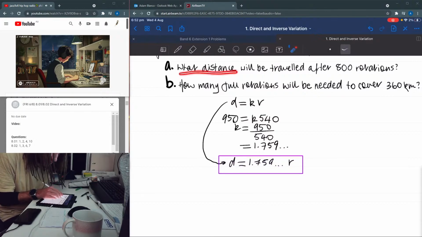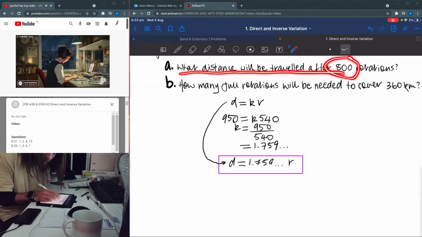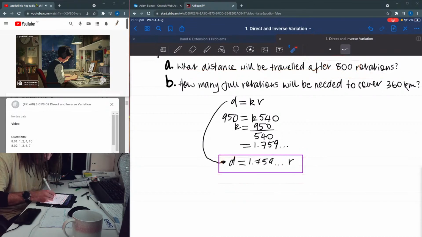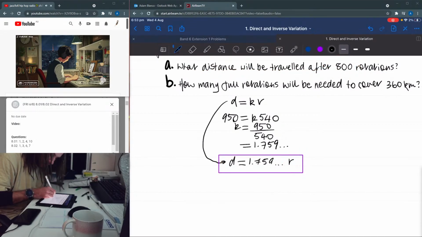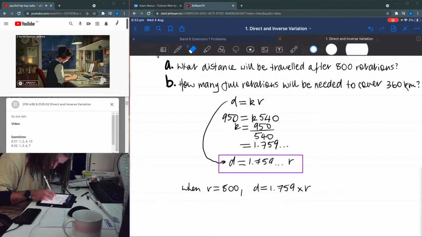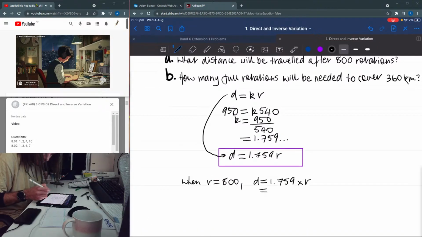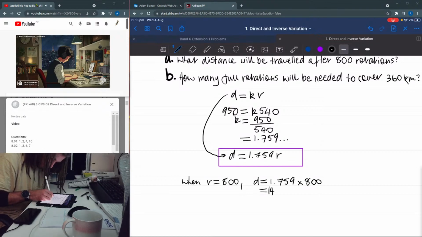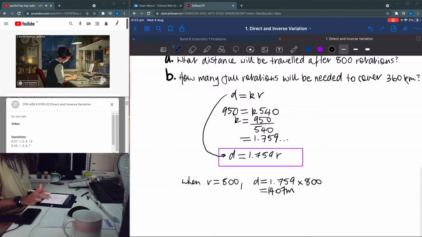It's asking me what distance will be traveled after 800 rotations. Now that I actually have an equation, I can start substituting into it. I know how many rotations there are. When r equals 800, d is equal to 1.759 times r. Are these dot dot dots confusing people? I hope not. So substituting it, 1.759 times 800 is equal to 1407 off the top of my head. The distance is in meters.